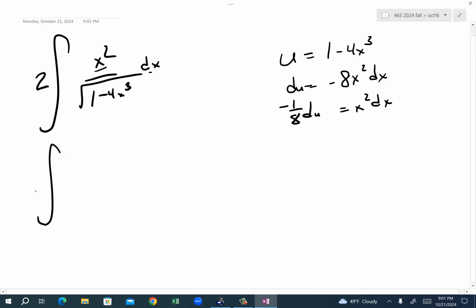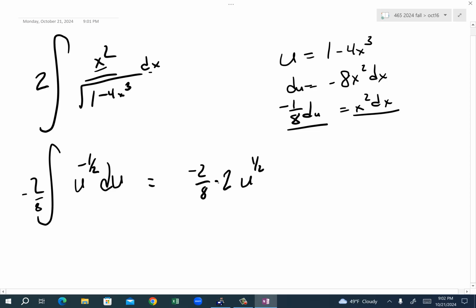And so I'm going to go, all right, the 2's still here, and I'm going to replace this with this. So I'm going to bring that negative 1/8 out front, and then it's just going to be a du on top. I'm going to write it as du like this. And then this is u to the negative 1/2. So if you do the antiderivative of that, it would be u to the 1/2 times 2, because you're going to divide by half. So you end up with negative 1/2 u, which is 1 minus 4x cubed to the 1/2, plus c.